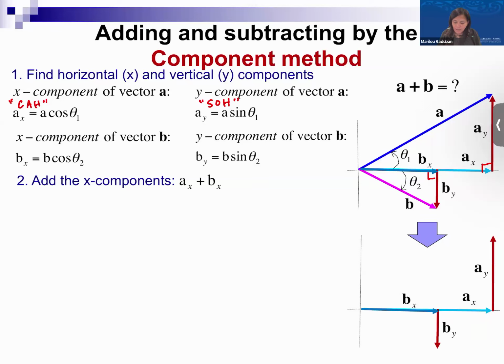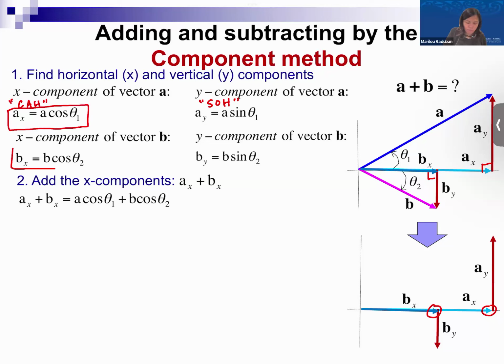Okay, so let's add the x or horizontal components together. Notice how they are both pointing to the right, and therefore, both of them are positive. Okay, we add them together, Ax plus Bx, and expand that addition using the equations that we determined using the trigonometric identity.